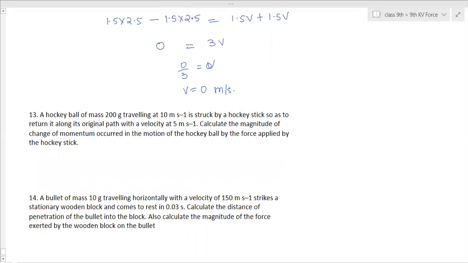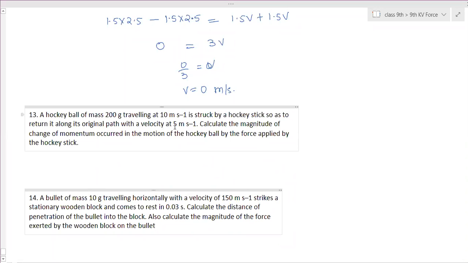Ma'am, in the 13th one, the U is 10 meter per second and V is 5. Tell the answer, who has completed? Anyone who has completed? Which one, Anurag? Ma'am, 13. The 13th one. Yes, U is 10 and V is -5.